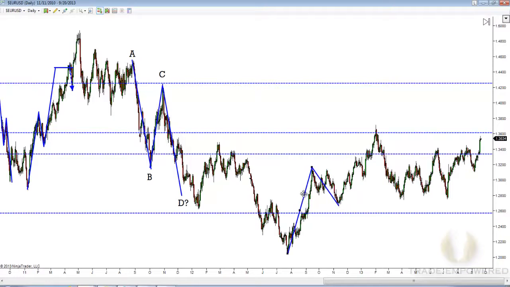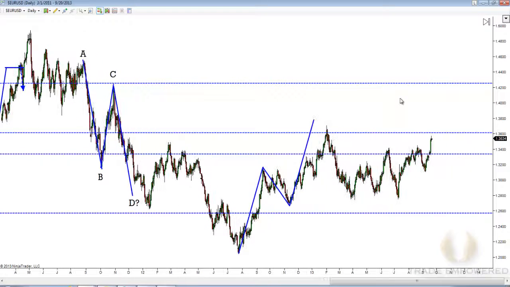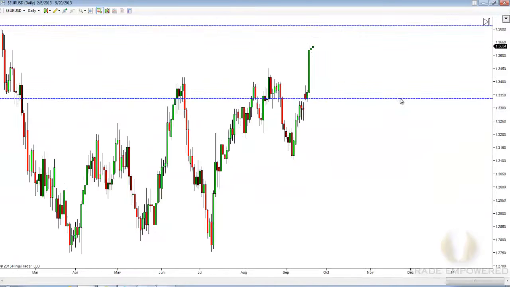B to C. Copy and paste. This time we come up a little bit short, but you can see right in this general zone. And here's a great example of one in a live market.